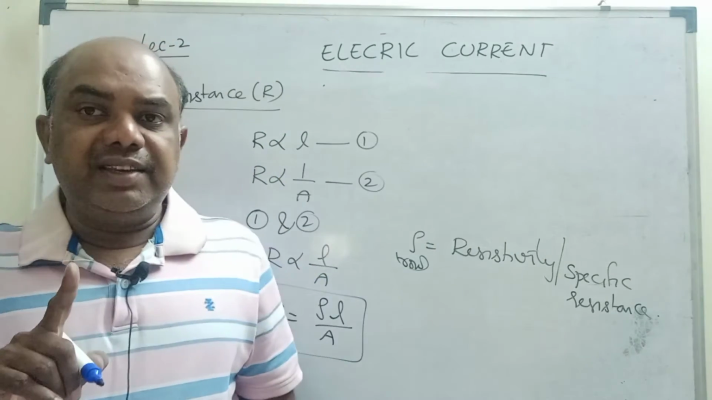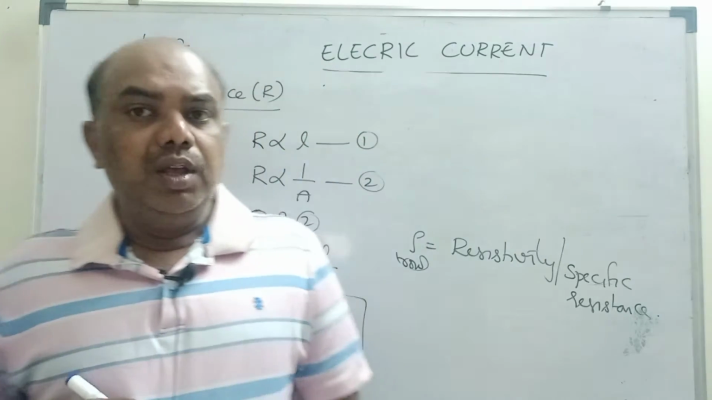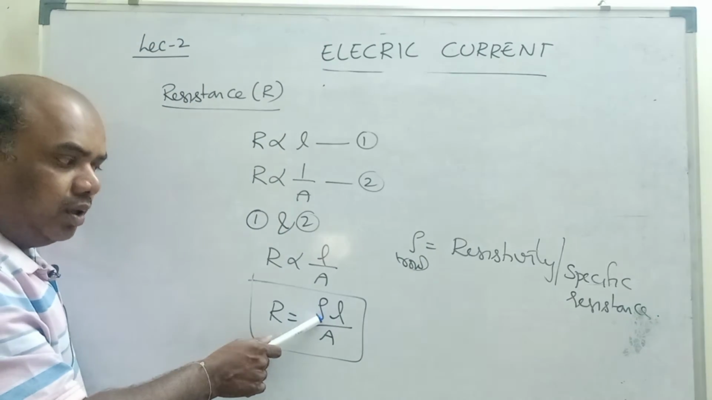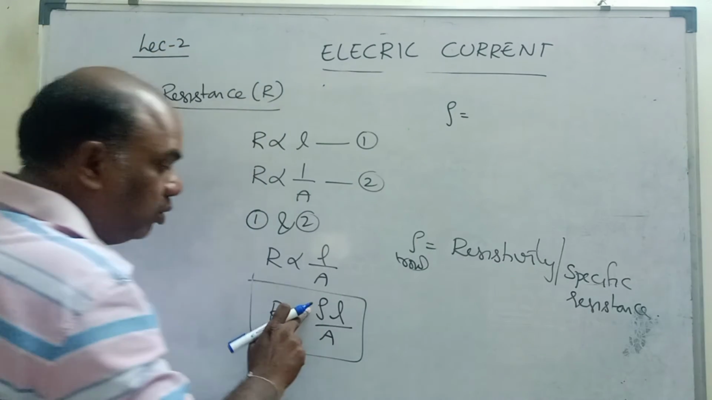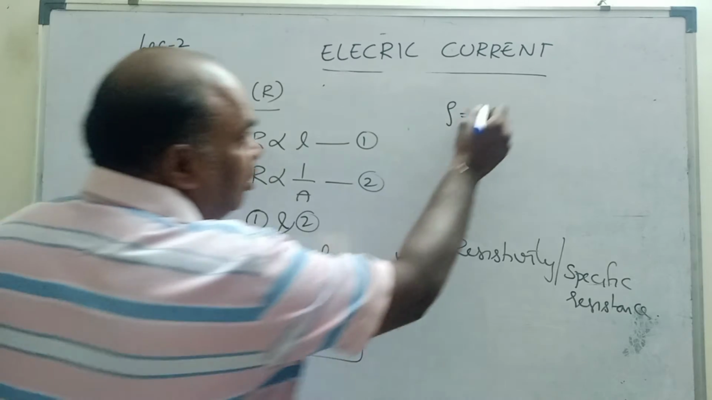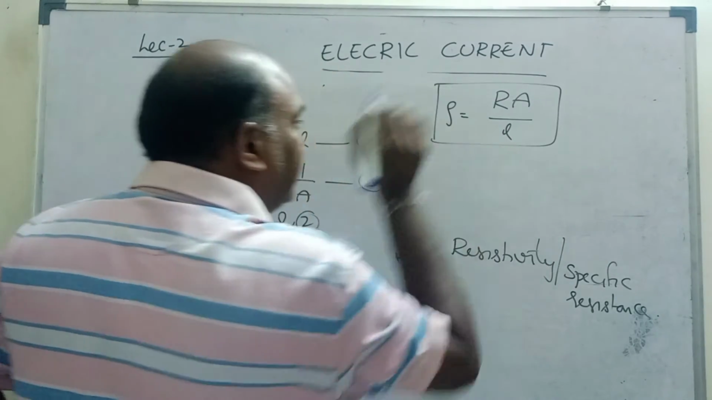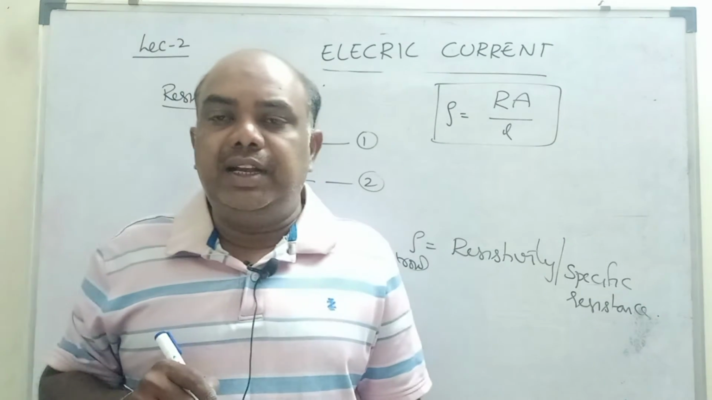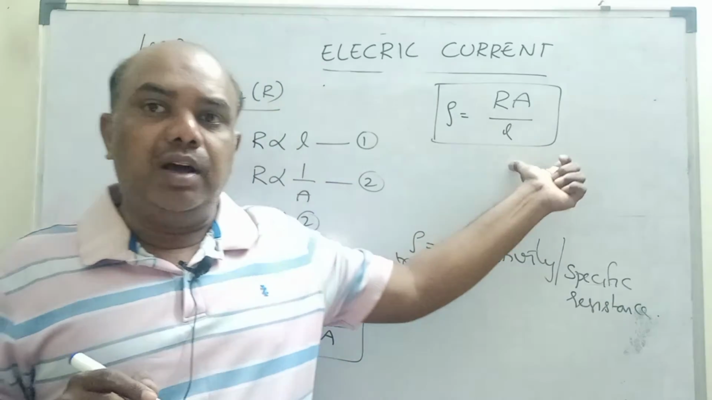What is meant by resistivity or specific resistivity? We will see now. It is a constant value. If you want resistivity rho, just cross multiply. A goes into the numerator, L comes into the denominator. RA by L is the formula to find the resistivity. Remember children, from that formula I am going to define the resistivity and specific resistance.